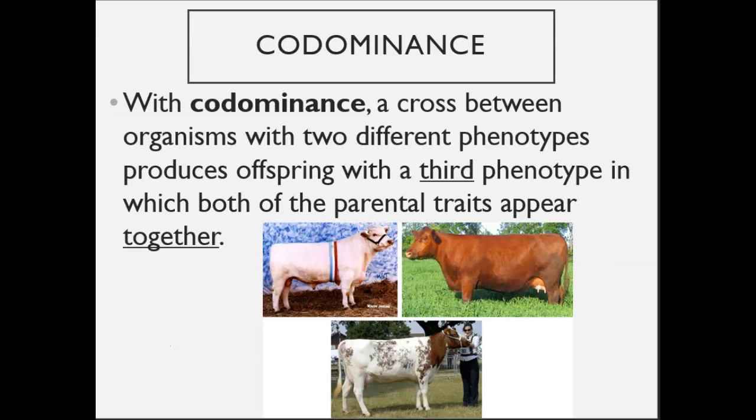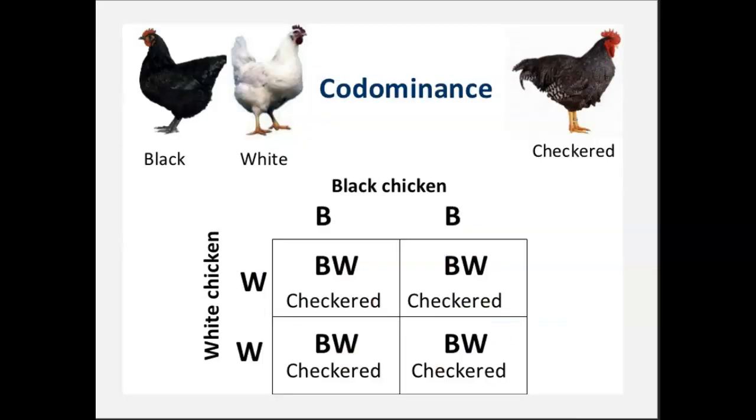Okay, lots of times you're going to see codominance when we're talking about fur color and feather color. It happens a lot in those kinds of things. So with codominance, a cross between two different phenotypes produces a third phenotype in which both of the parental traits appear together. So in this one, a white cow and a brown cow makes a white and brown cow. So you see both. It's codominant. This is an example of a Punnett square. Using this, again, all capital letters.